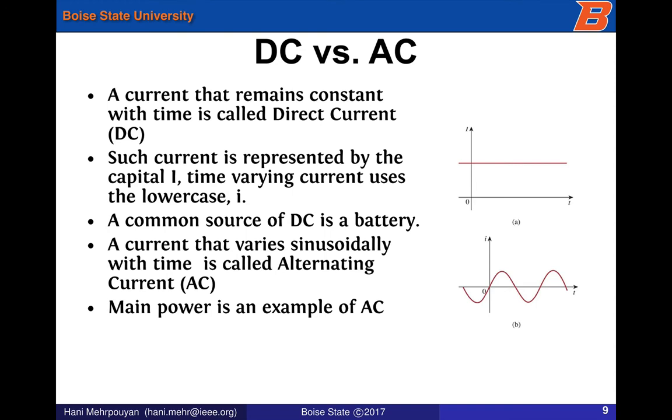Now as we discussed in class, we will have 2 forms of current: direct current or alternating current. Direct current is a current that does not change with time, and alternating current is one that does change with time and follows a sinusoidal characteristic. So we discussed that, for example, batteries provide direct current, solar panels provide direct current, and the main power used at the outlets is alternating current.